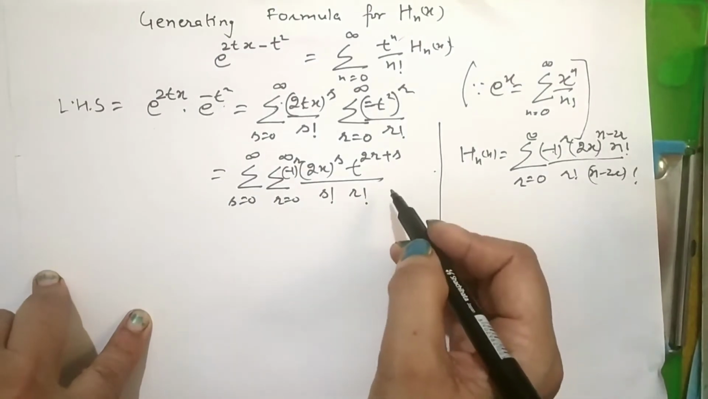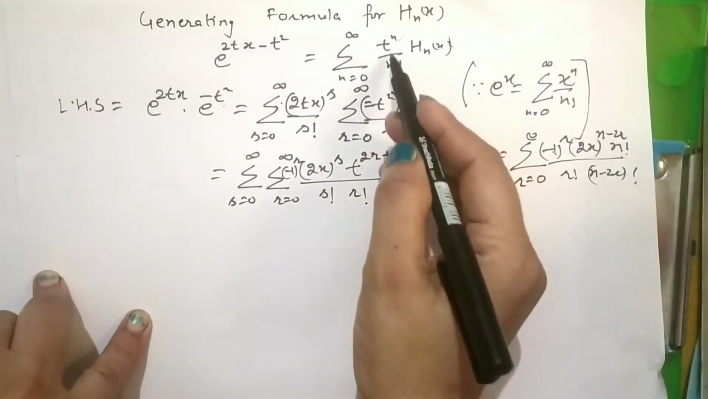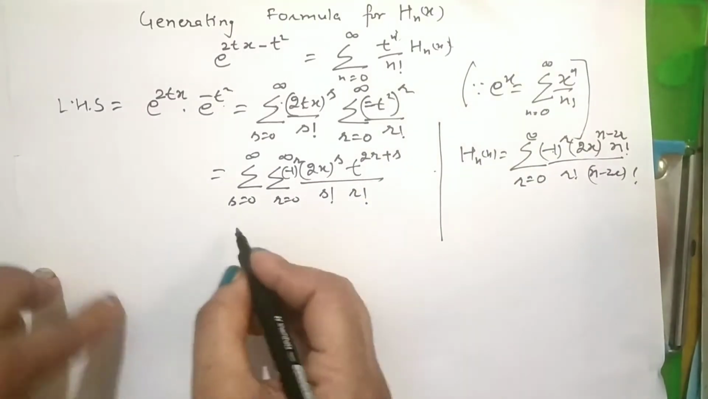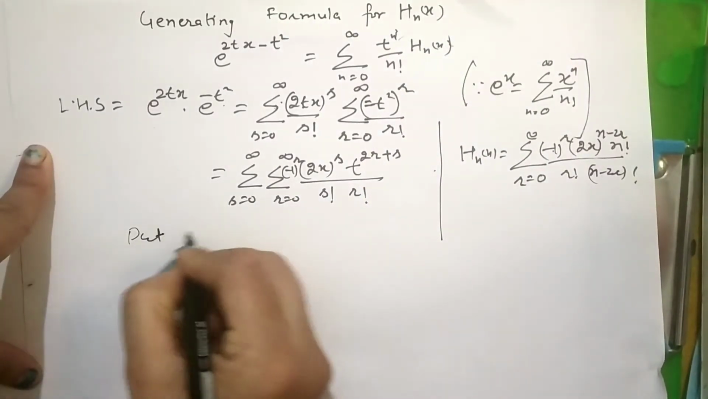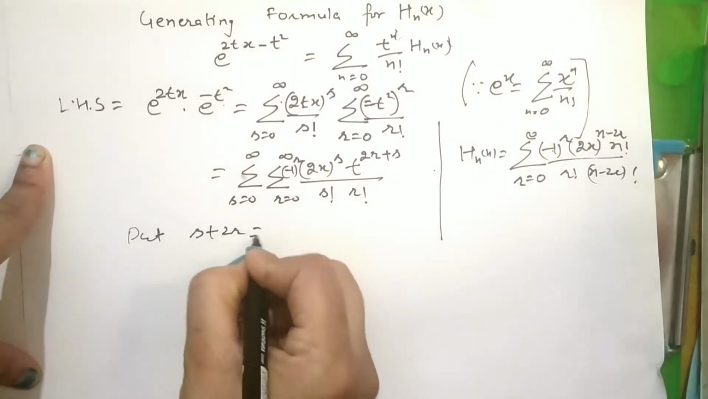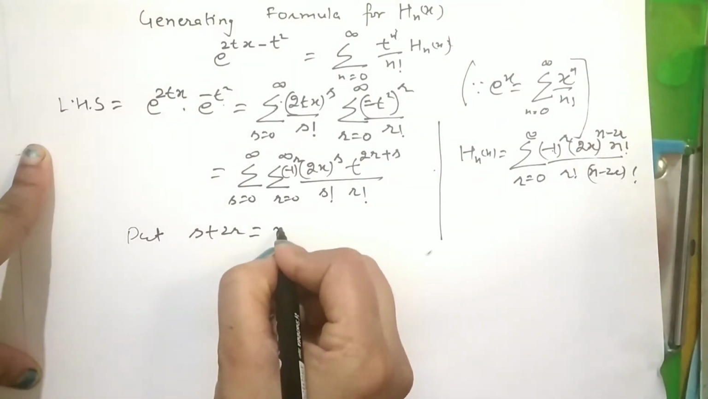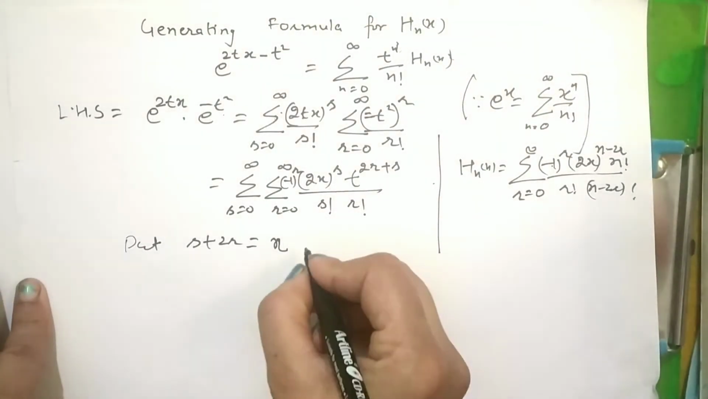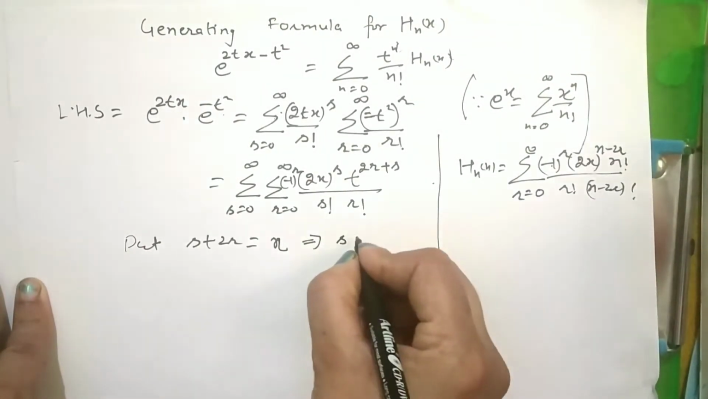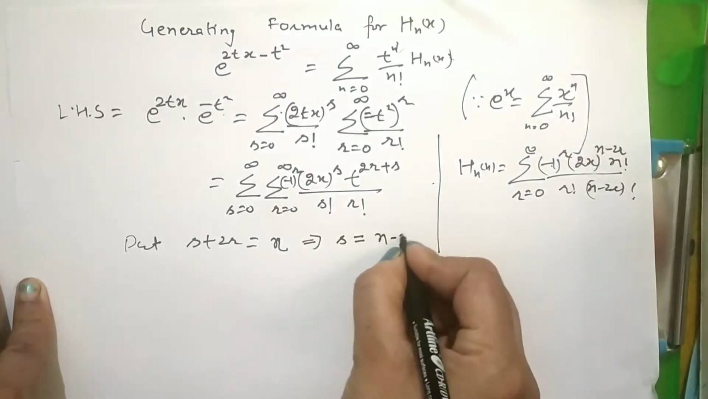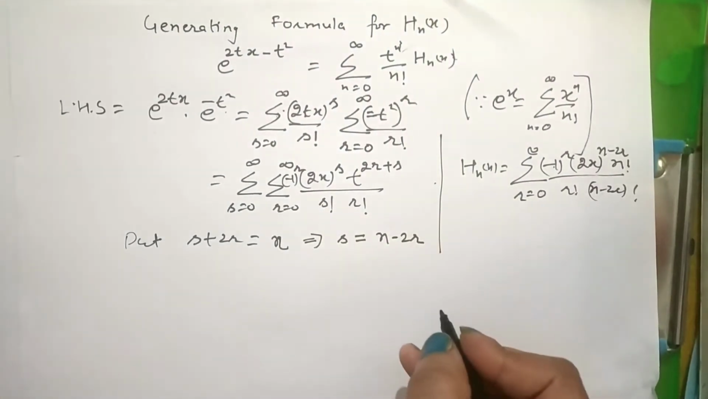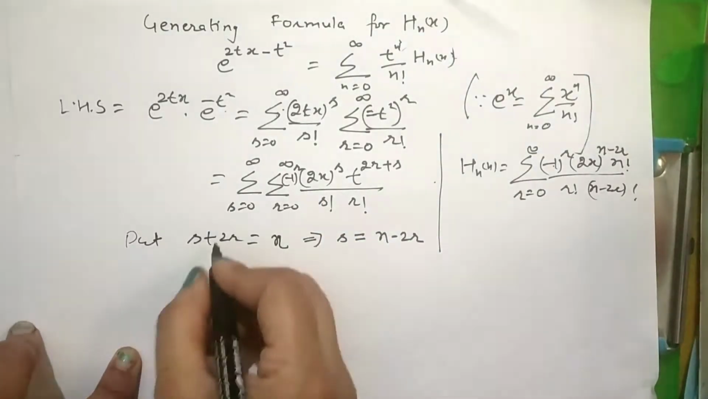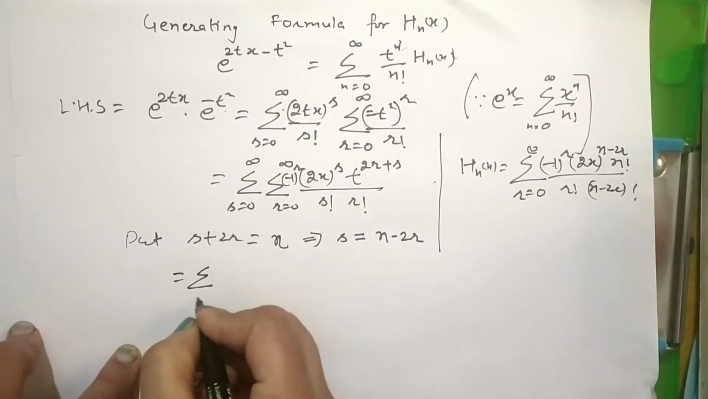For this, we use t raised to power n on the right hand side, while here we have t raised to power 2r plus s. So we put s plus 2r as n, because we have to write it in terms of n. If we put it here, then s changes to n minus 2r. Now you are going to put it here.